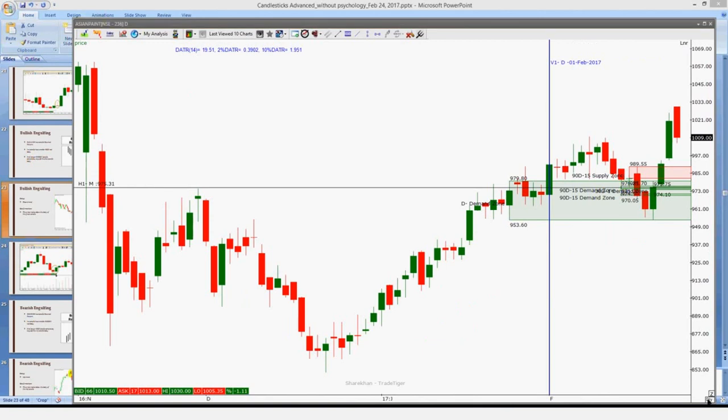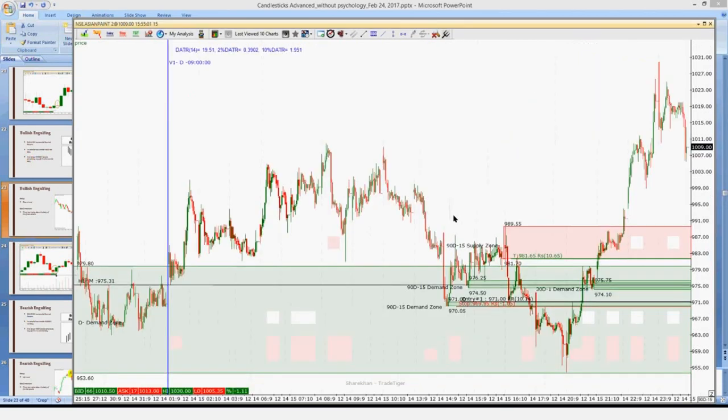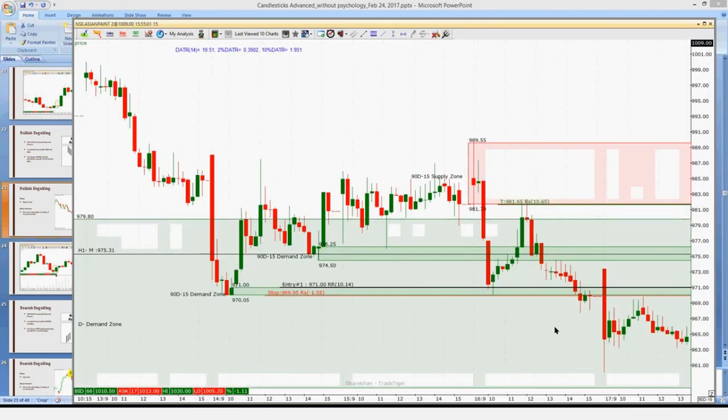Are you all clear with this trade? How I planned it, where I booked my target, and why I booked my target completely there. Right? So moving on to the next pattern.